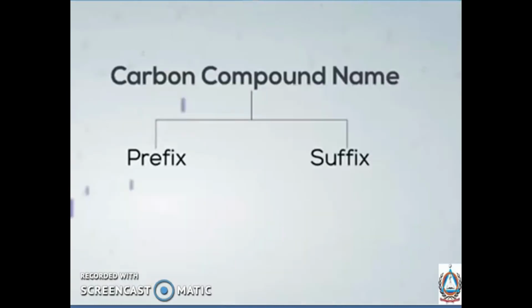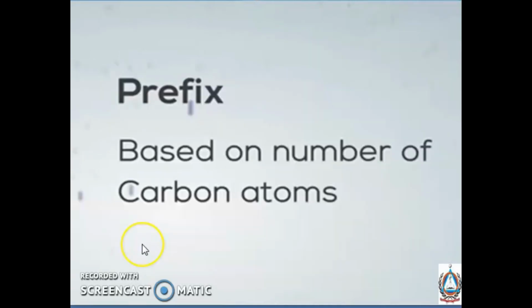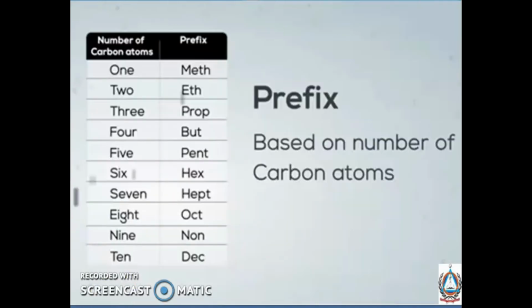Now keeping all these facts in mind, let's name these compounds. So we are going to see how we name the prefix on the basis of the number of carbon atoms present in a compound. So let's draw a table. Here we have the number of carbon atoms and the prefix.